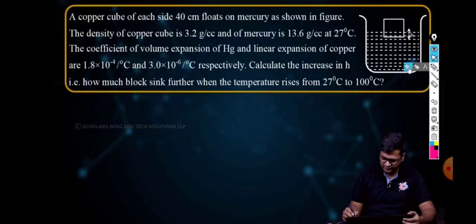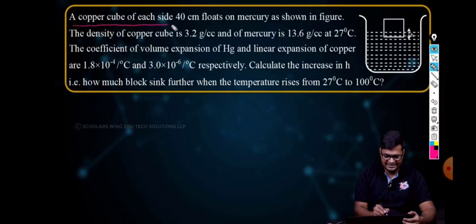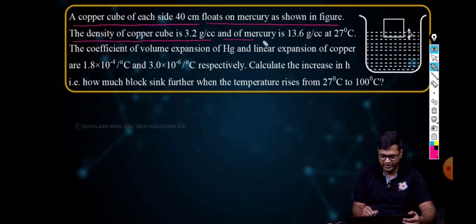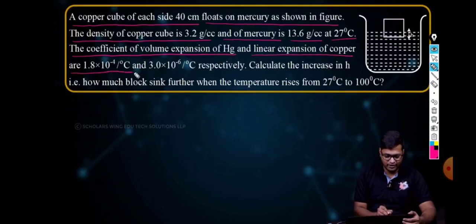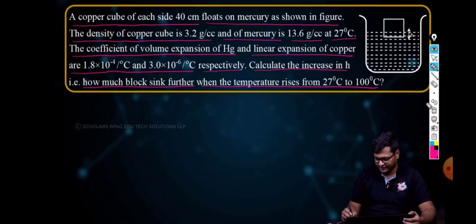So the first question: a copper cube of each side 40 centimeter floats on mercury as shown in figure. The density of copper cube is 3.2 gram per cc and of mercury is 13.6 gram per cc at 27 degrees Celsius. The coefficient of volume expansion of mercury and linear expansion of copper are 1.8 into 10 power minus 4 per degree Celsius and 3.3 into 10 power minus 6 per degree Celsius respectively. Calculate the increase in H, that is, how much the block sinks further when the temperature rises from 27 degrees Celsius to 100 degrees Celsius. Fine.